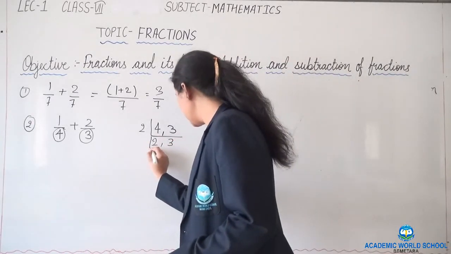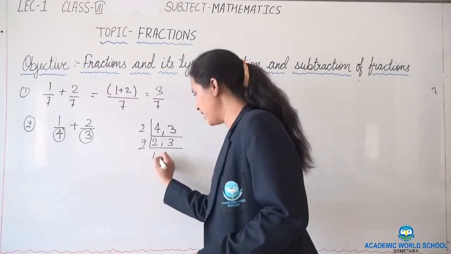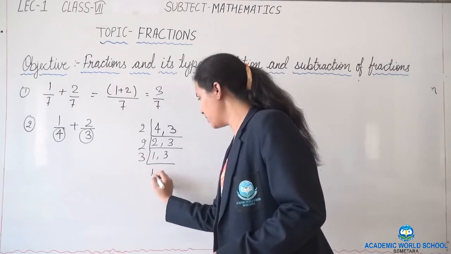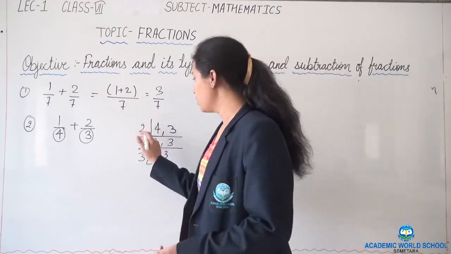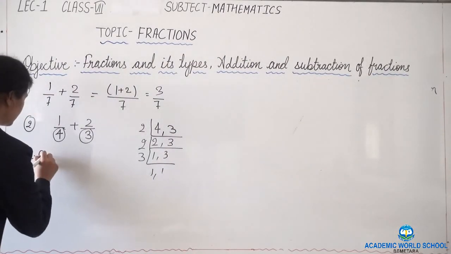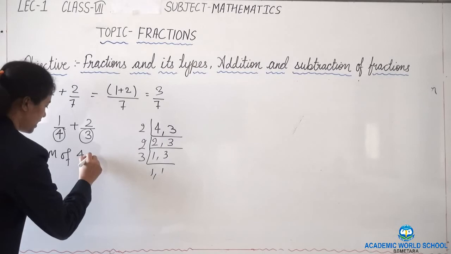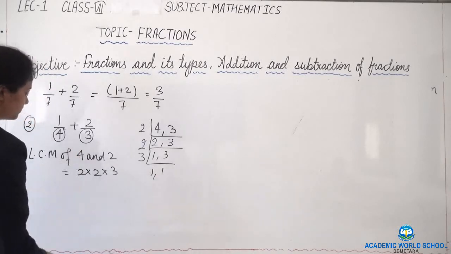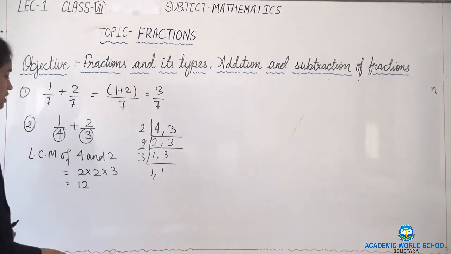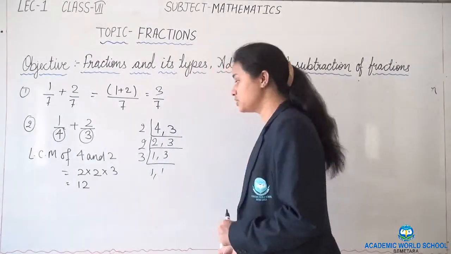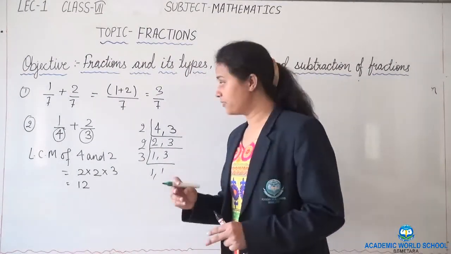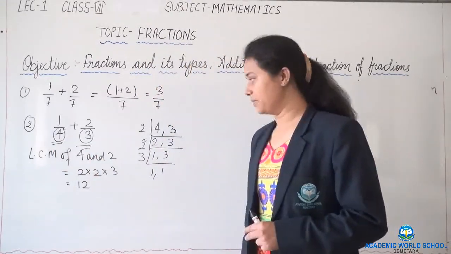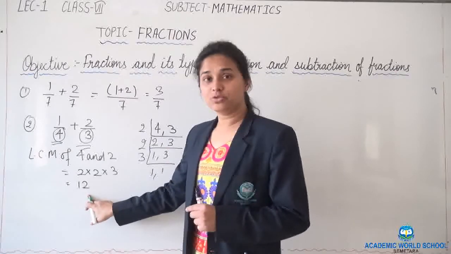Now the next one is 2, 1, 3. Again the next one is 3, 1, 1. So we got it. The LCM of 4 and 3 equals 2 into 2 into 3, 12. So I got the LCM as 12. Now after getting the LCM, what is my next step? I have to make both the denominators the same. So both denominators right now should be 12.